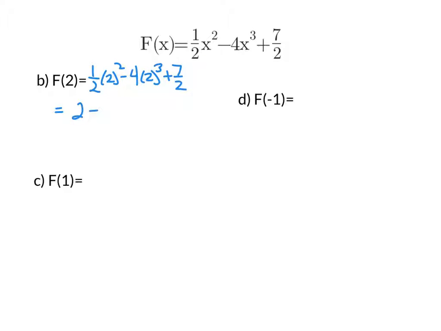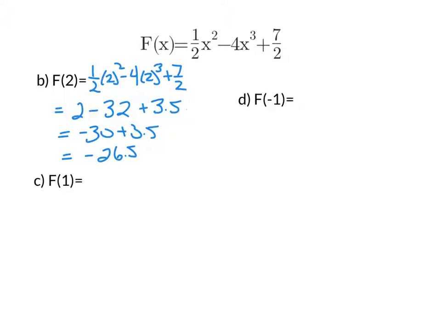4 times 2 to the third, 2 to the third is 8 times 4, it's 32, plus 7/2, which I'll call 3.5 in this case. So 2 minus 32 is negative 30, plus 3.5 gives me negative 26.5.